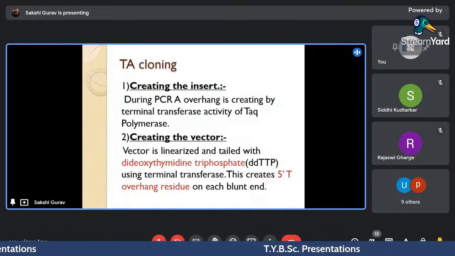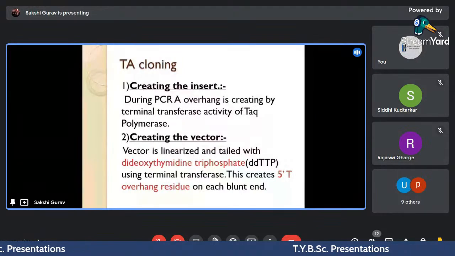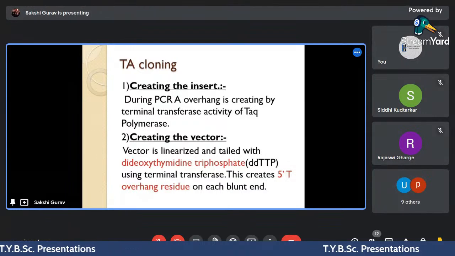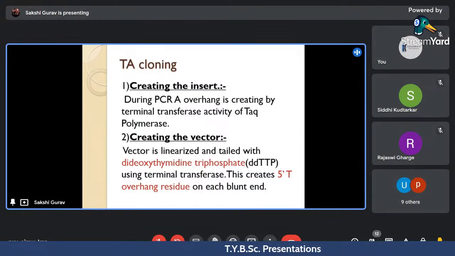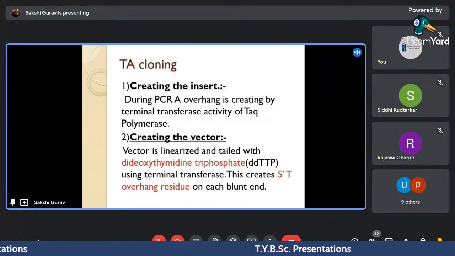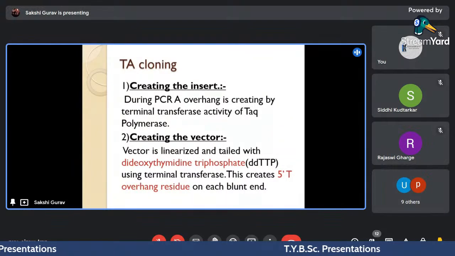So how is this vector prepared? The vector is first linearized with restriction enzymes, and it is treated with ddTTP, that is dideoxythymidine triphosphate. This enzyme will add T nucleotides at the 5 prime end, and it will create a 5 prime T overhang residue by a mechanism known as terminal transferase. Means it will be adding the T nucleotide at the terminal end, and it will create a non-sticky end.